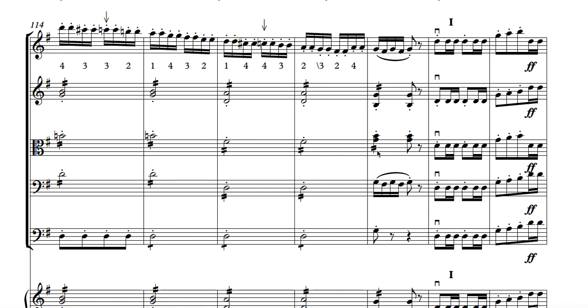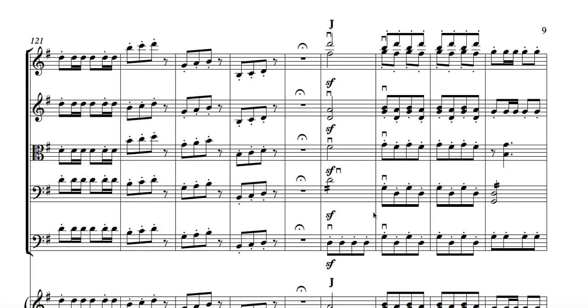Okay, only difference here, okay? A couple things. Cellos, you have a different rhythm. It's kind of like the first violins. And then basses, you just have one and two and stay steady with your eighth notes here and one and two and one, okay? Going on, next line.